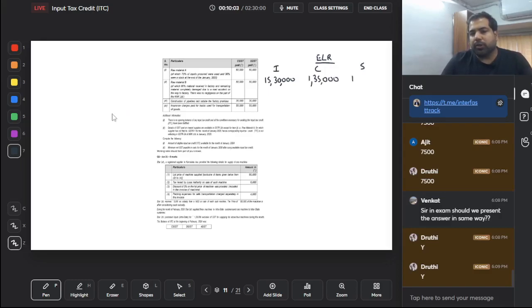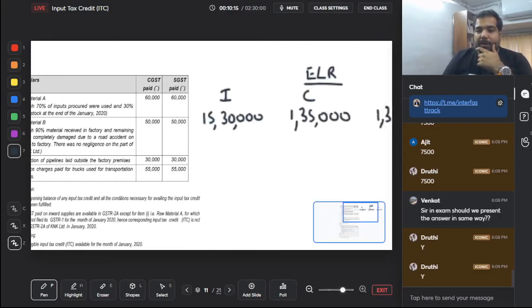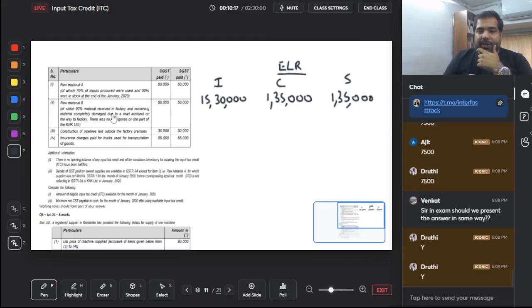People who are just watching this like a movie, guys, ICAI will also show a movie which you will not like in the exam, because ICAI will surprise you and you will be caught off guard. Use your calculators and use them well, guys, and answer. Please be a part of this, not watch it like a movie. Perfect. These are the purchases made. Let's see what purchases have been made. Raw material A, out of which 70% of the inputs procured were used and 30% were in stock.